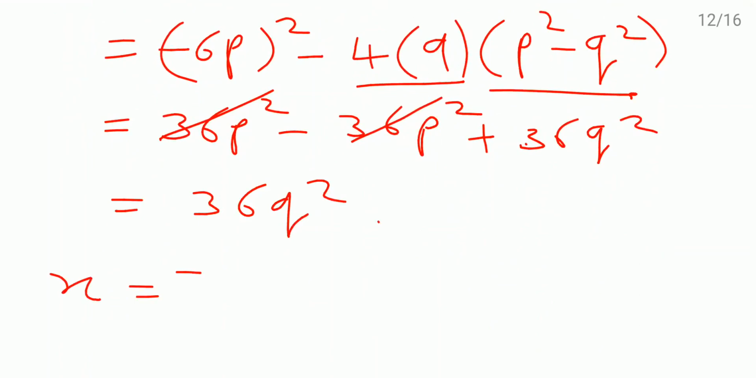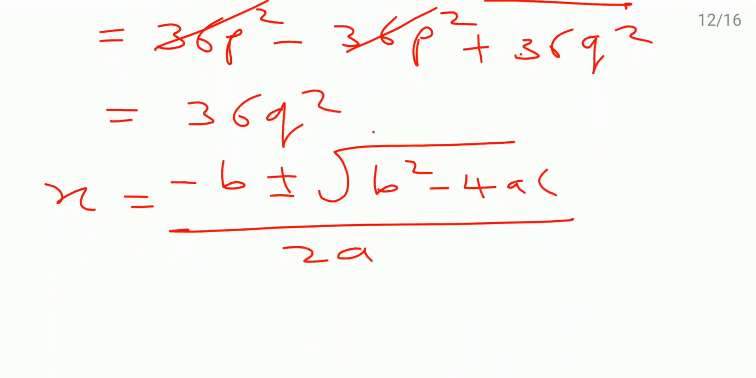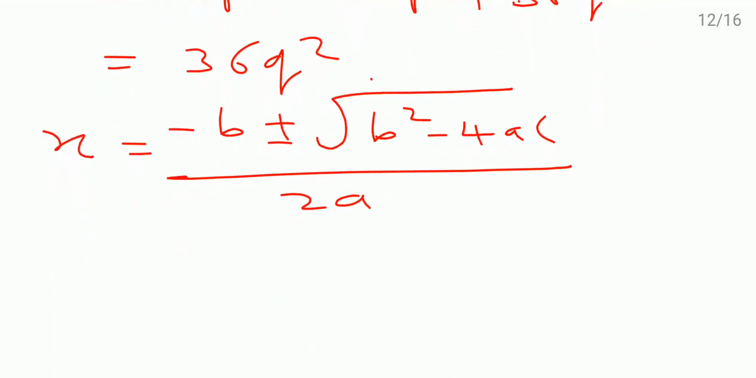Now we need to find out the value of x. x is equal to minus b plus and minus square root of b square minus 4ac, divided by 2a. Correct? We are using the quadratic formula. So here minus the value of b. The value of b is what here? Minus 6p. Plus and minus, already we got the value of b square minus 4ac, which was what?